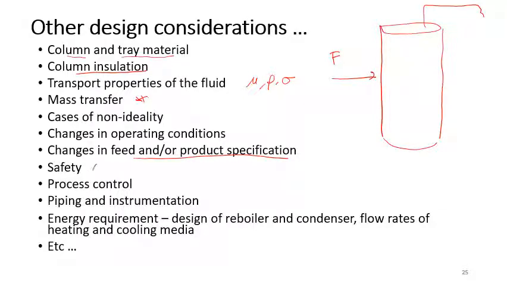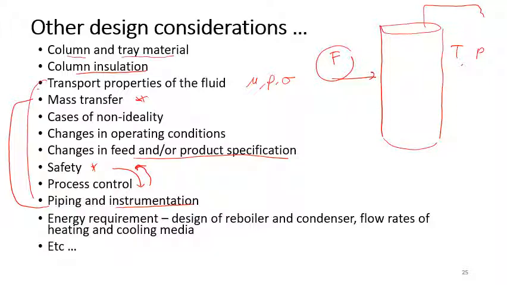Safety, yeah, this one is very important. Safety of the operation. This safety relates with the process control, which you will learn in your third year. So you need to take into account the flow control, temperature control, the pressure control, composition control. Think about all those, and piping and instrumentation, which also relates to process control. Then there's energy requirement. This is also an important part: design of reboiler and condenser, flow rates of the heating and cooling media, and a lot of other things.